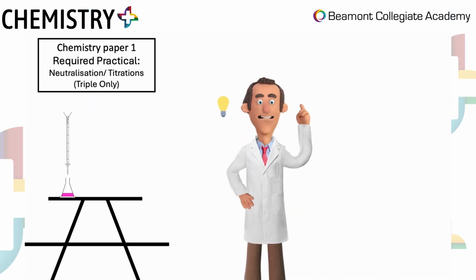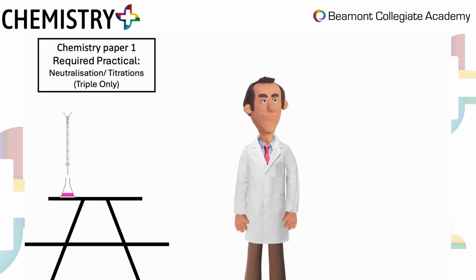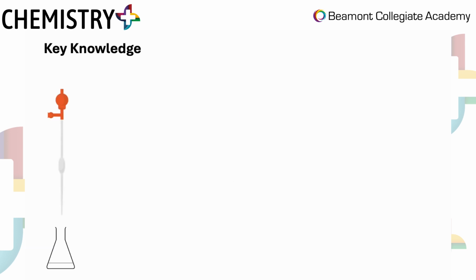Now for some key knowledge. Have you revised this topic yet? Key knowledge. Remember, for the required practicals, it is important to know the methods involved. For the titration practical, number 1, use a pipette to add a known volume of alkali to a conical flask.